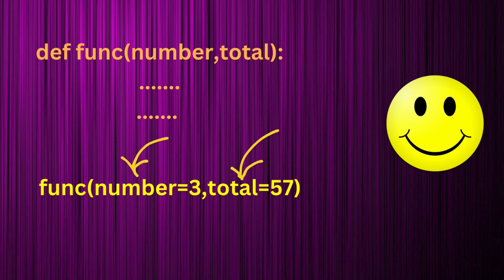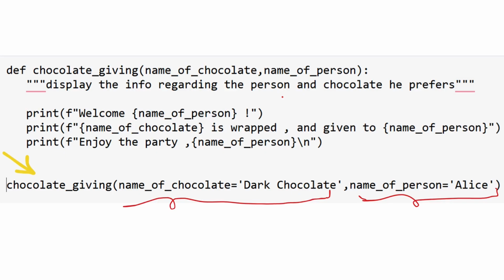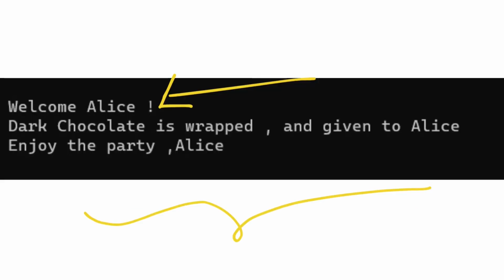Okay, we can take the same example here, but in the function call there is a small change. Just see, in the chocolate giving function call, I have given name of chocolate is equal to dark chocolate, name of person is equal to Alice. So here we explicitly tell Python which argument is to be matched with which parameter. So now Python correctly assigns the values and shows the output. See the output: Welcome Alice. Dark chocolate is wrapped and given to Alice. Enjoy the party, Alice.